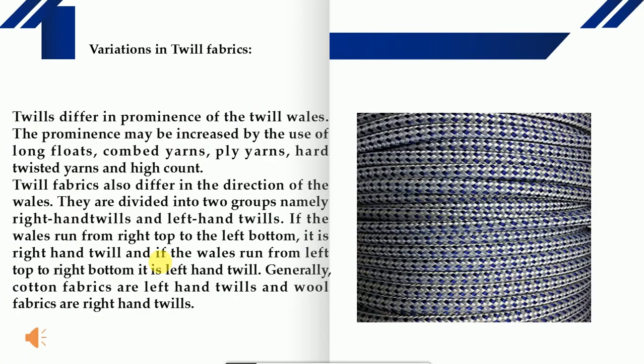Twills differ in prominence of the twill wales. The prominence may be increased by the use of long floats, combed yarns, ply yarns, hard twisted yarns and high count. Twill fabrics also differ in the direction of the wales. They are divided into 2 groups, namely right-hand twills and left-hand twills. If the wales run from right top to left bottom, it is right-hand twill, and if the wales run from left top to right bottom, it is left-hand twill. Generally, cotton fabrics are left-hand twills and wool fabrics are right-hand twills.